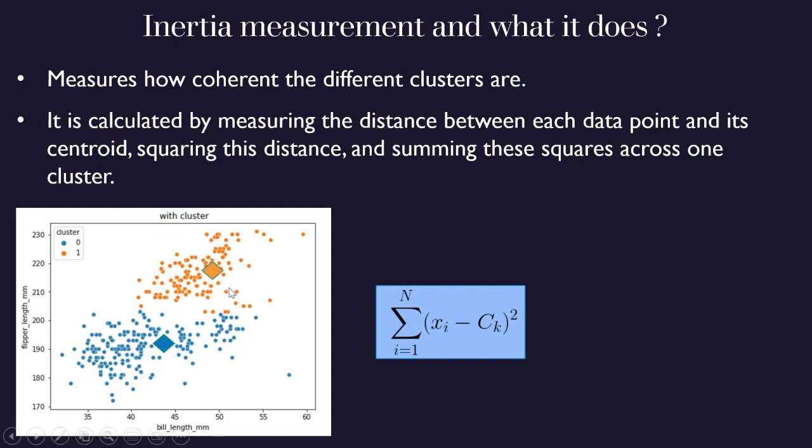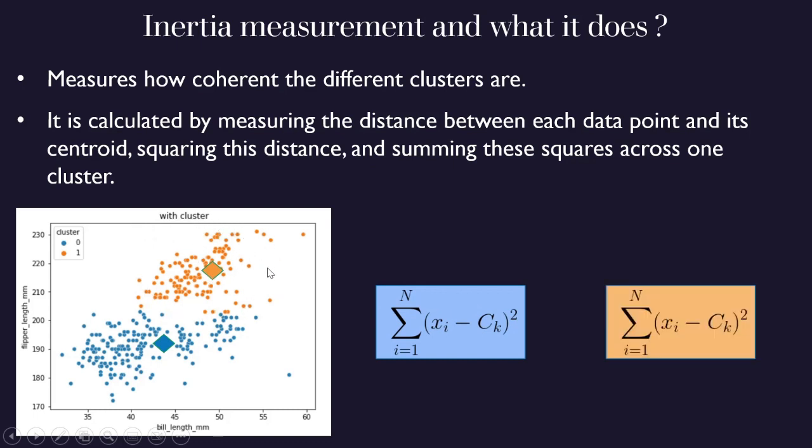We'll take the distance for each point in my cluster with respect to its center, square it, and sum it for all the points in the orange cluster. And then when it finishes with all the clusters, it will basically sum them.